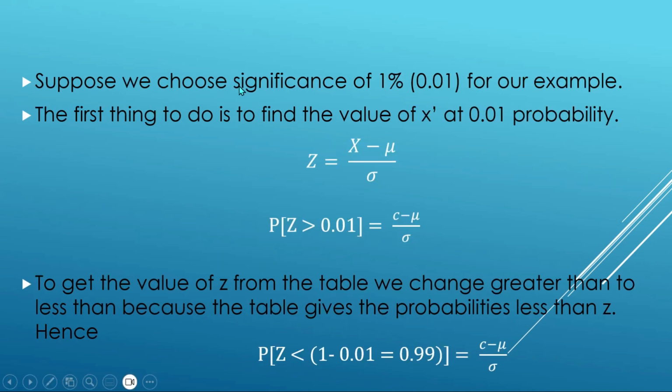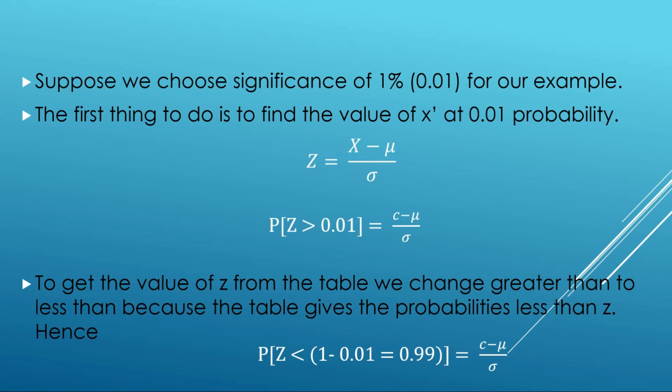Suppose we choose a significance of 1%, meaning 0.01, for our example. The first thing to do is to find the value of x prime at 0.01 probability. So, how do we find this value of x prime? Z is equal to (x minus mu) over sigma. So, the probability that Z is greater than (c minus mu) over sigma is equal to 0.01.